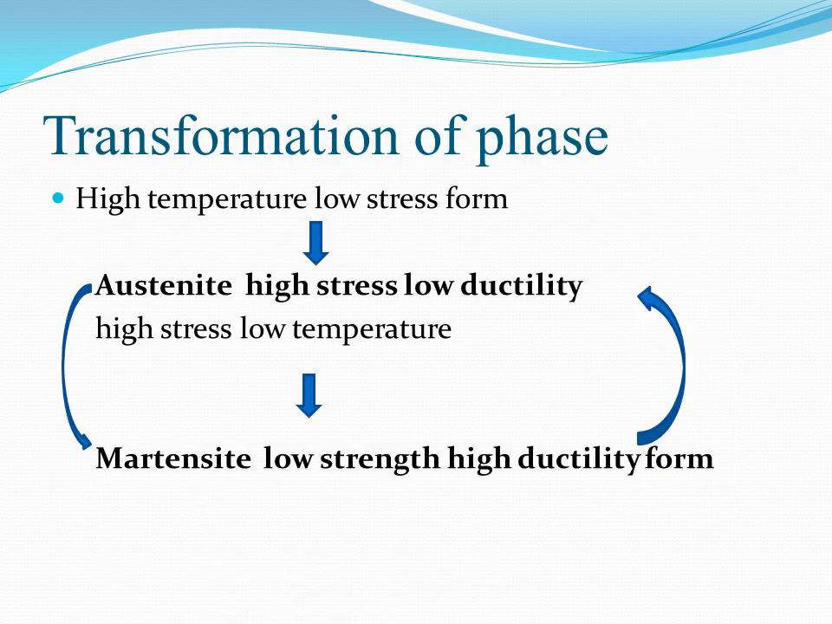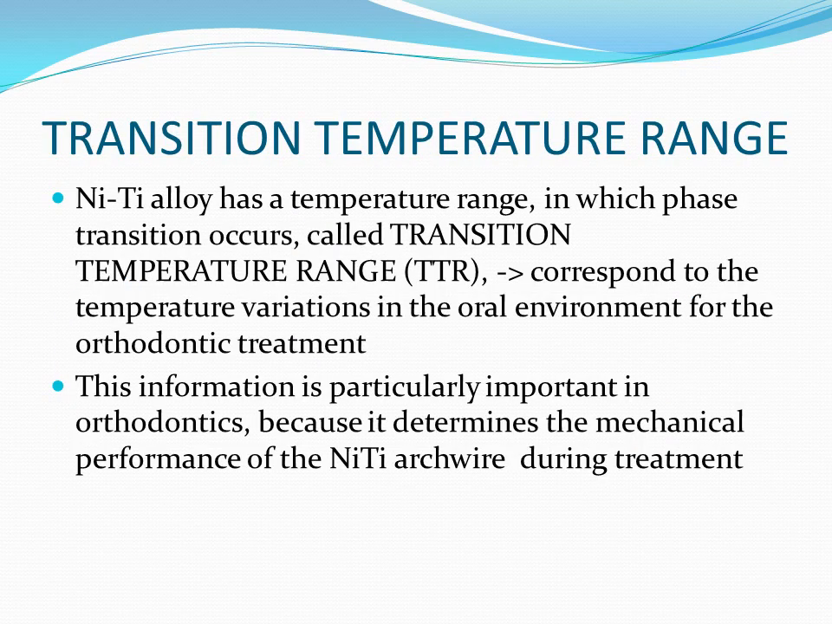Now, these two phases are interchangeable. It is possible that one form may convert into the other according to the conditions. So, high temperature, low stress form gives rise to austenitic, and high stress and low temperature can give rise to the martensitic form. So, they are interchangeable depending upon the condition provided.